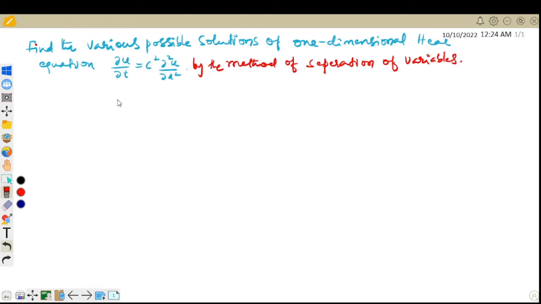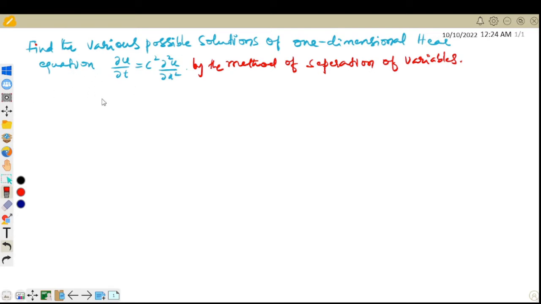Students, we have already discussed the various possible solutions of the one-dimensional wave equation by using the same method. If you have not seen that video, just go through the description. I will give the link in the description. Understand the various possible solutions of the wave equation.